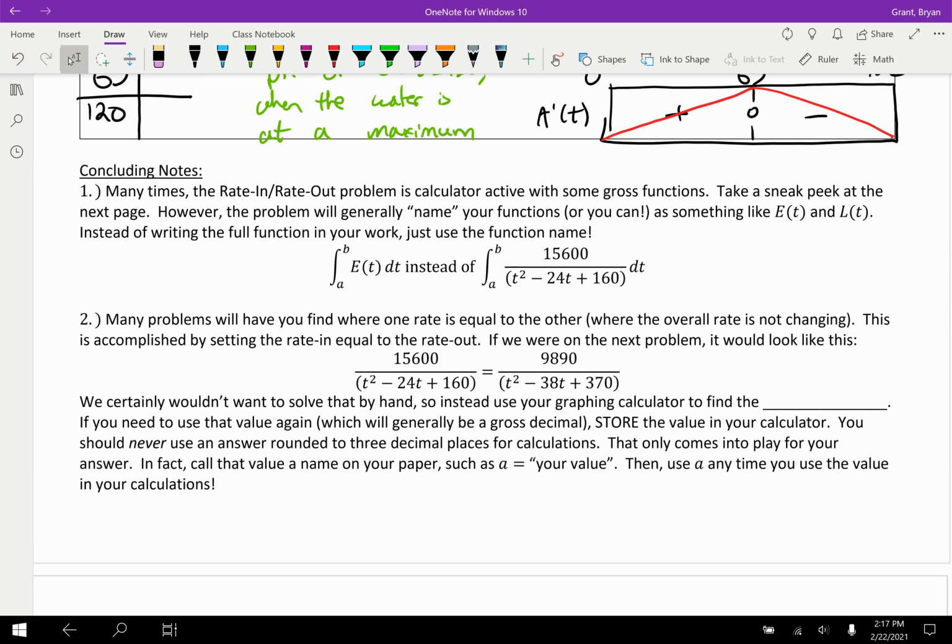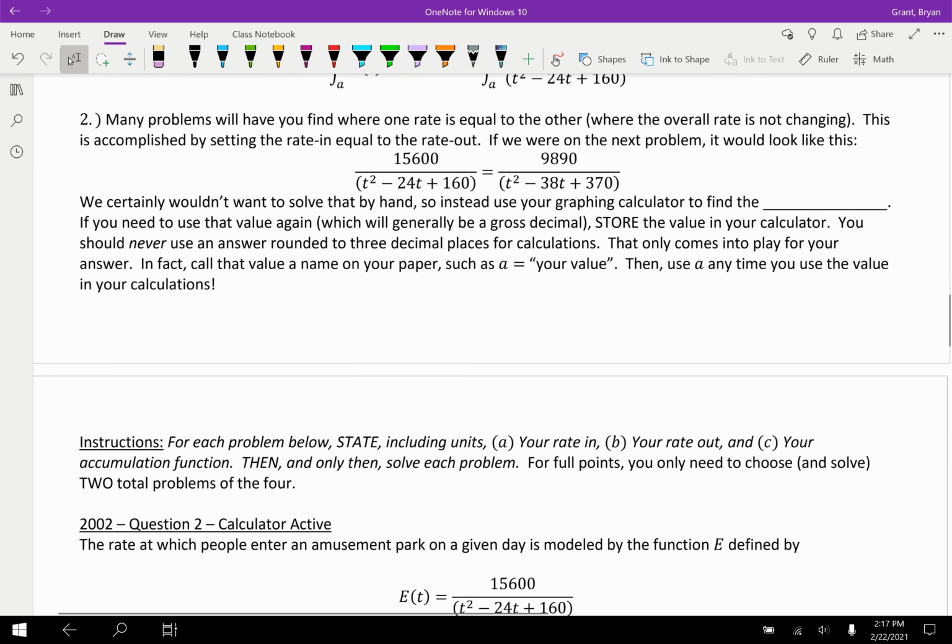Some concluding notes though. First, lately these rate in, rate out problems have been calculator active. They've usually been the first or second problem, right? Those are the two calculator active problems, and they have some pretty gross functions. Let's take a sneak peek at the next page, right?